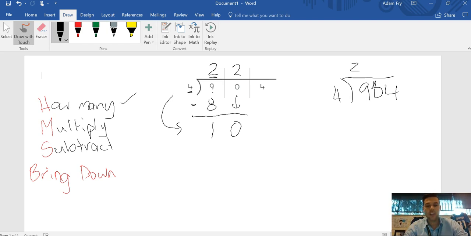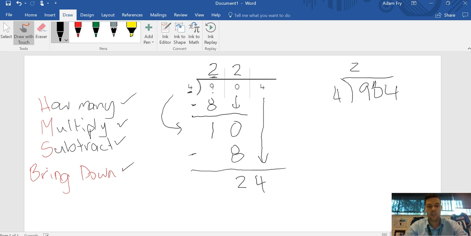We follow it by multiplying. So we must multiply our answer, which was 2, by what we're dividing by, which is 4. So then our 8 goes here. Following on from multiply, we must subtract. So 10 take away 8 equals 2. And then our last step is bring down. So we bring that down, which now becomes 24.